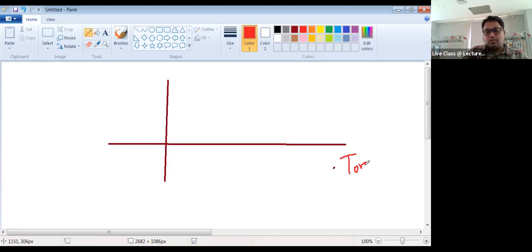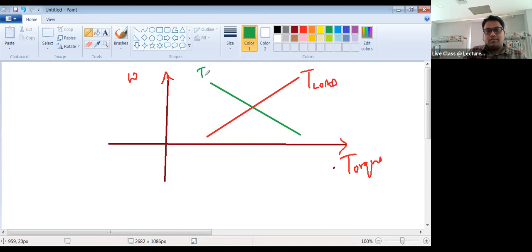Okay, so this is the torque and this is the speed omega. And we have the graph of T load, and this one is T generated, and the equilibrium point is in the middle, this one, point A. So say we are going down on the speed, so the speed gets reduced here. So this is the new speed, omega 1. So what is the new value of TL?